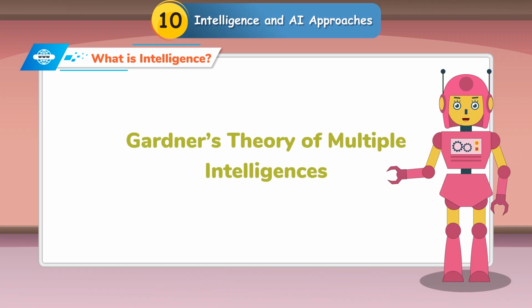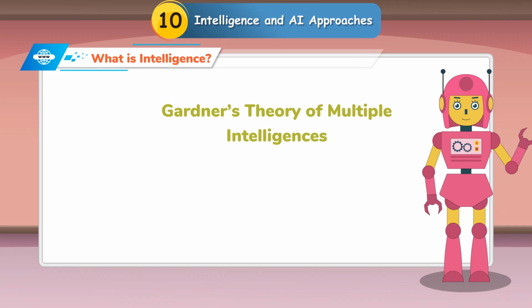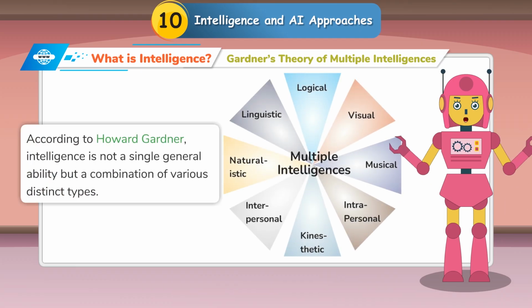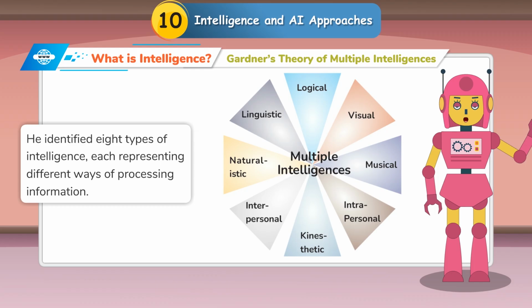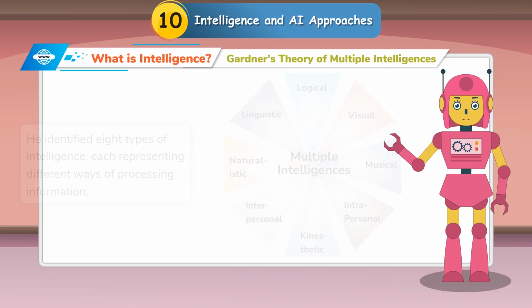Gardner's theory of multiple intelligences. According to Howard Gardner, intelligence is not a single general ability, but a combination of various distinct types. He identified 8 types of intelligence, each representing different ways of processing information.